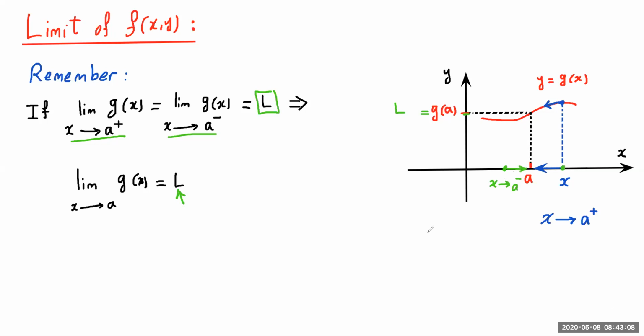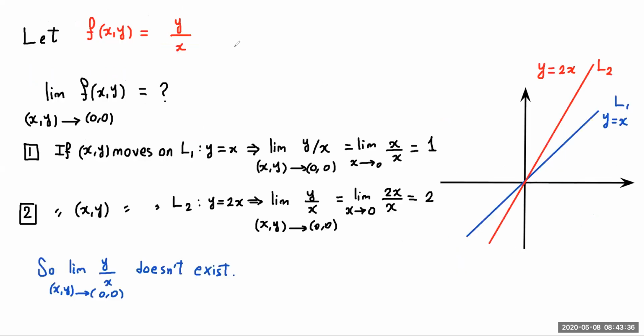Now, for a point in the plane, if we have a point (a,b), and if we have a point (x,y), if (x,y) approaches (a,b), it could approach not only from right and left, it could approach in any direction. So this is the difference between a function in one variable, like this function g(x), and the function f(x,y) in two variables. To understand this, let's take this example.